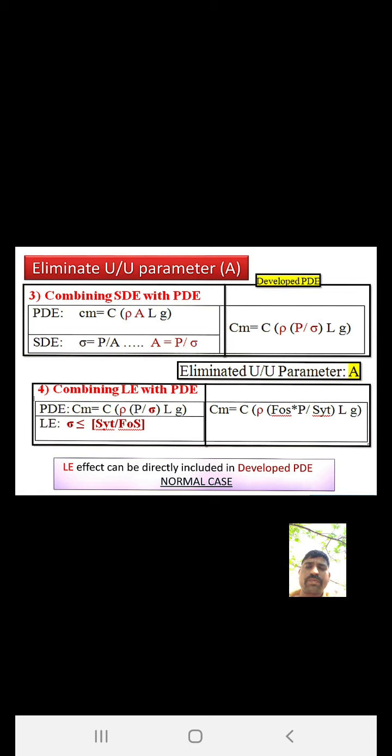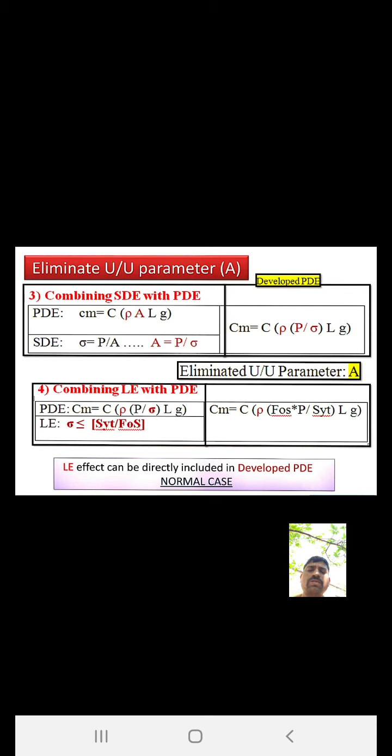Then next step, combine the limiting equation with the primary design equation. Similarly, the primary design equation, we know that P by sigma, we have calculated that equation, Cm is equal to C into rho into, in bracket, P by sigma into L into G.